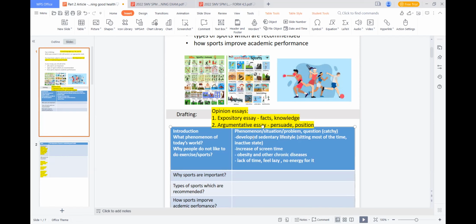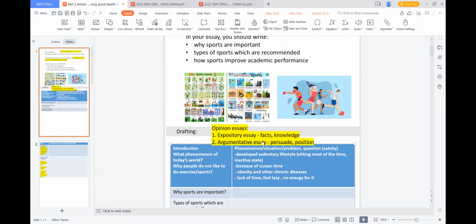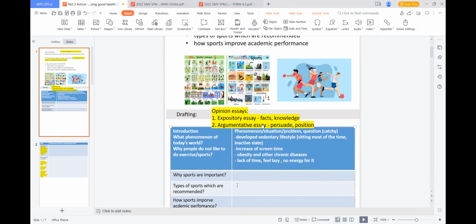Okay, so we have the introduction here. Later we'll do it. So, next one. Why are sports important? This is the main task here. We go to why sports are important. So, what do you think?